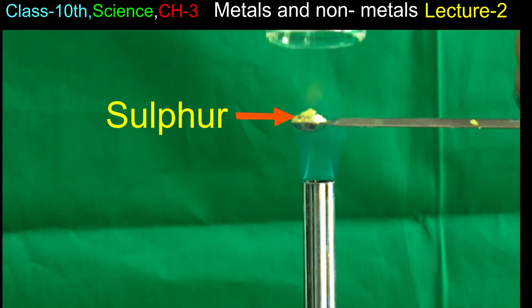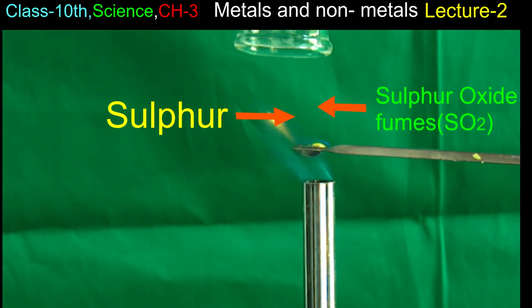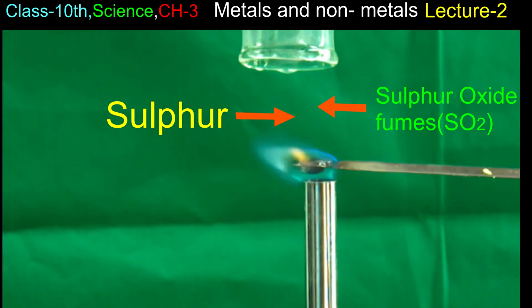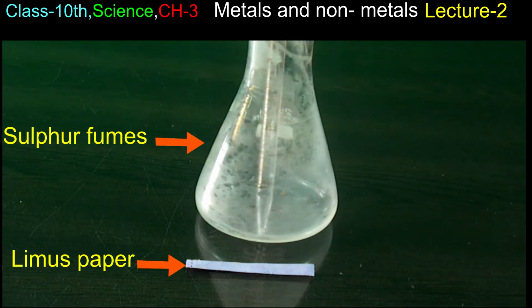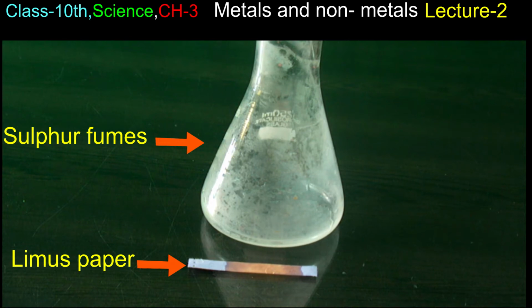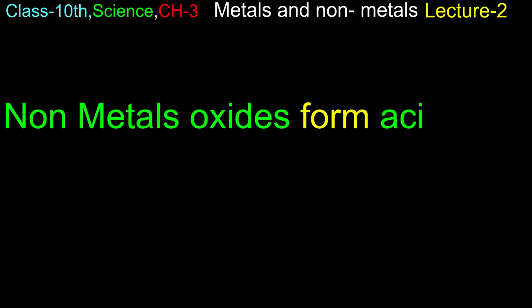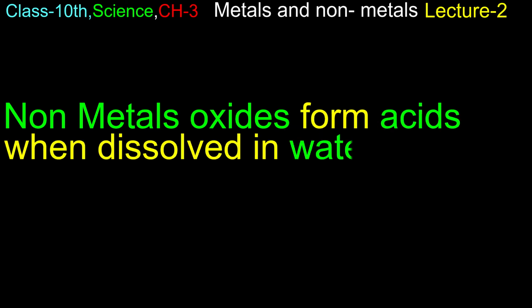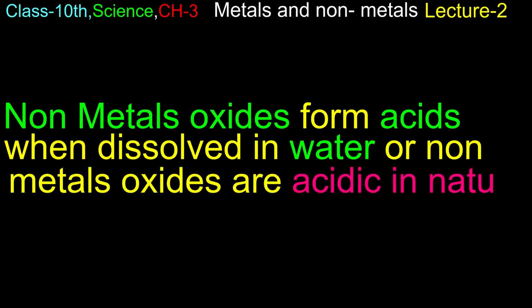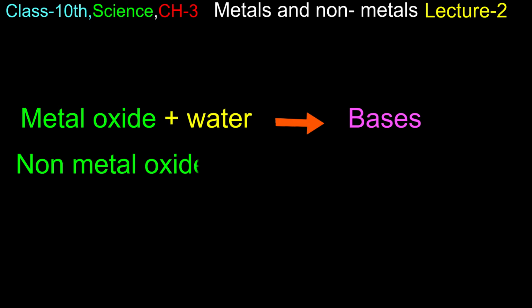Next, I burn sulfur and collect the burnt fumes here. Now I test this solution. You can see that this solution turns blue litmus red. That means this is an acidic solution. It means non-metal oxides form acids when dissolved in water, or non-metal oxides are acidic in nature. Most metal oxides on being dissolved in water produce bases, like magnesium. Most non-metal oxides on dissolving in water form acids.